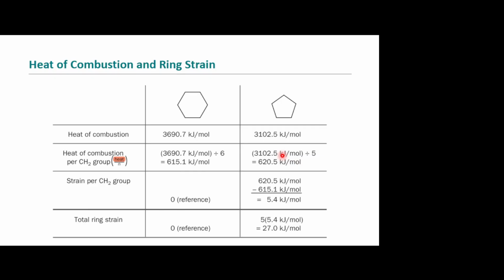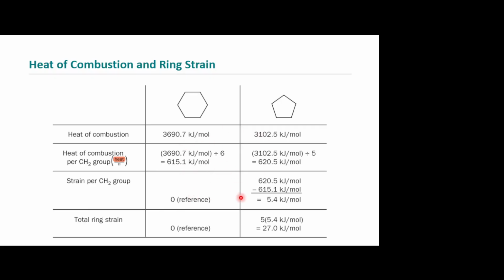Okay, so this is the heat of combustion for some different rings here. Here's the heat of combustion that we see for this 6-membered ring, and this is the one for the 5-membered ring. If we do this per CH2 group, we can divide that by 6, because that's the number of CH2 groups we have here. And what we see is that's like 615.1 kilojoules per mole.